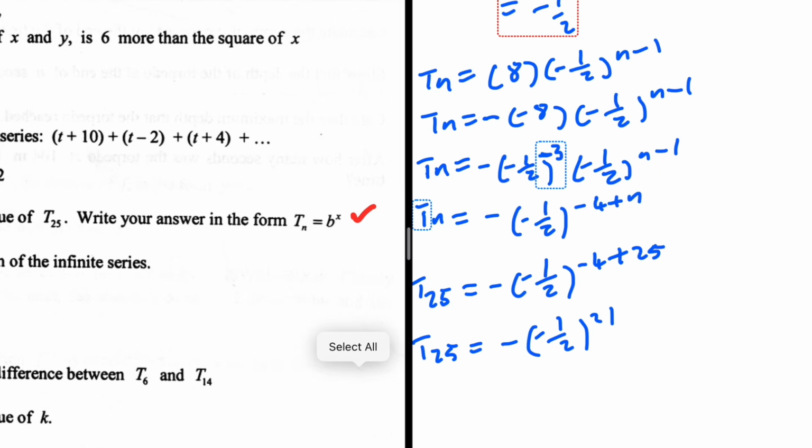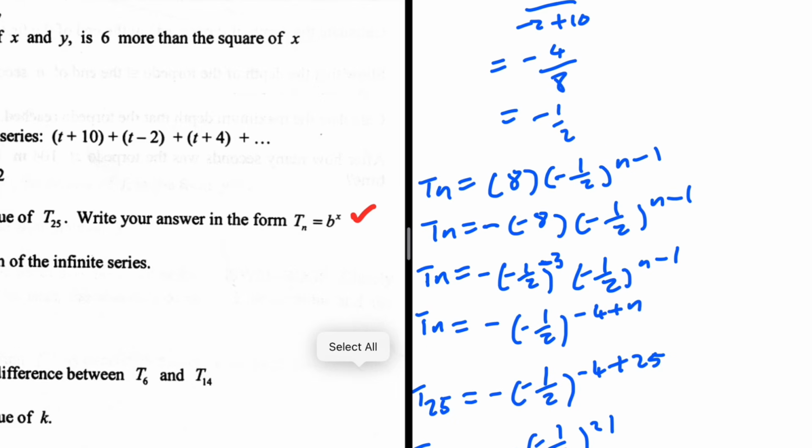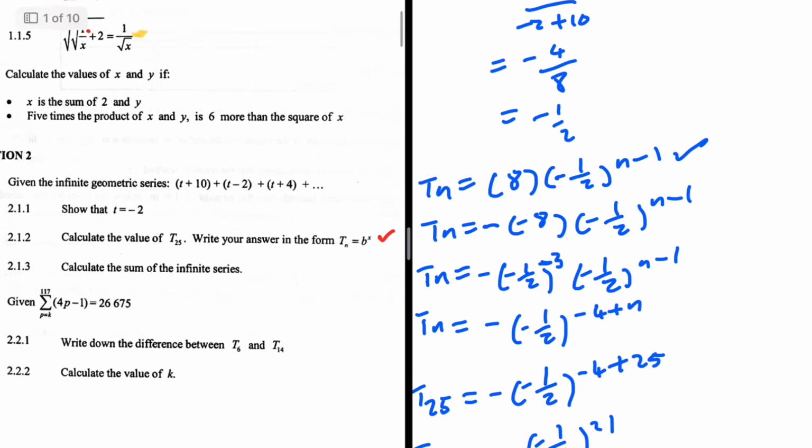right? But again, let me sub that in my calculator and see if I've simplified correctly. So this gives me 1 over 2097, and so on. Now I need to substitute 25 there and see what happens. If I get the same thing, I'm confident I've simplified correctly. 1 over 2097, I get the same thing. So I'm confident that I've written it in the form that I need to.